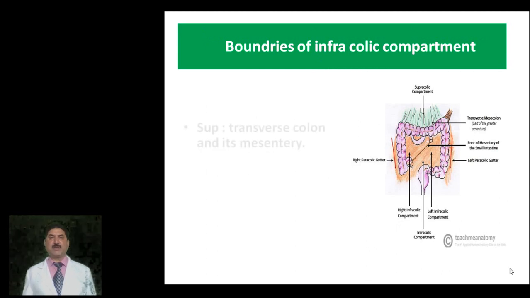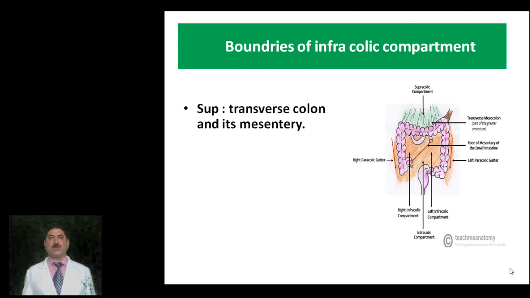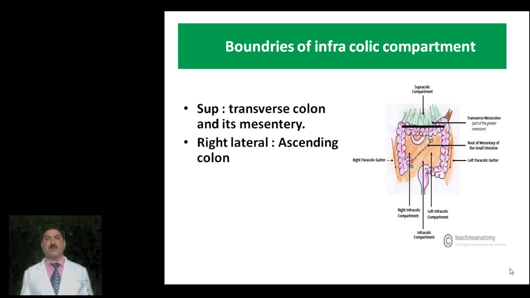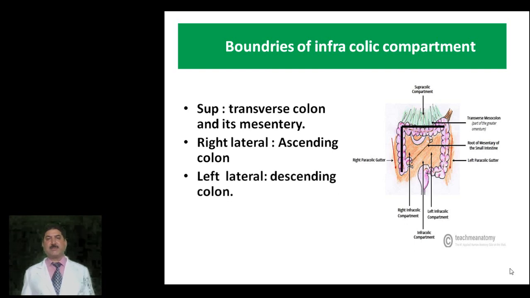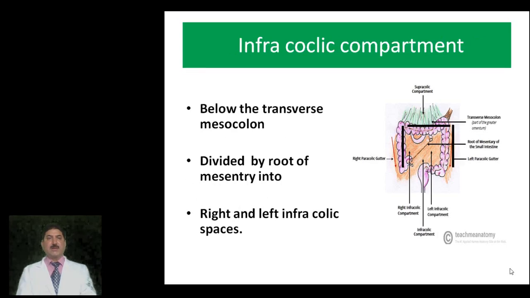Boundaries of the infracolic compartment. Superiorly, there is the transverse colon and its mesentery called transverse mesocolon. A right lateral boundary is formed by the ascending colon. Left lateral boundary is formed by the descending colon. Below and to the left lies the sigmoid colon. Infracolic compartment is divided by the root of mesentery into right and left infracolic spaces. Right upper infracolic space is triangular and it is a closed space as compared to the left infracolic space, which communicates with the pelvic cavity.